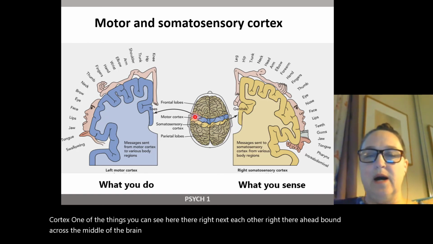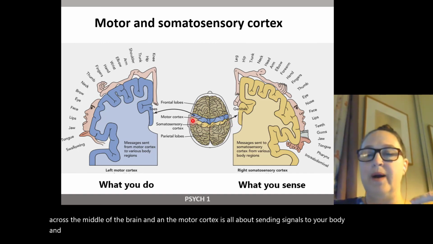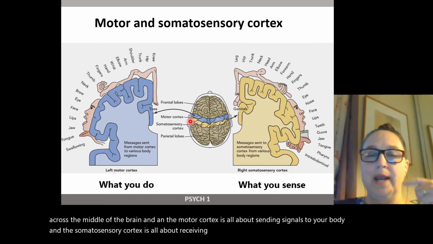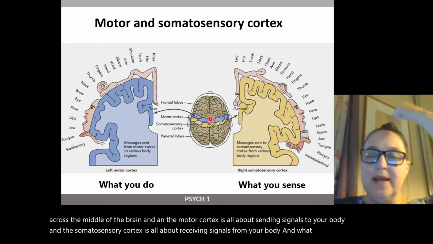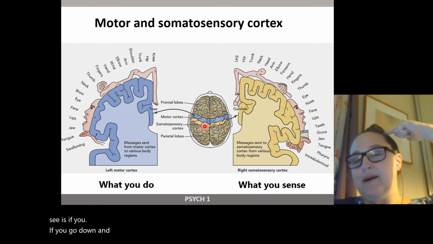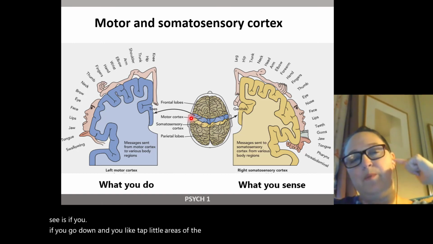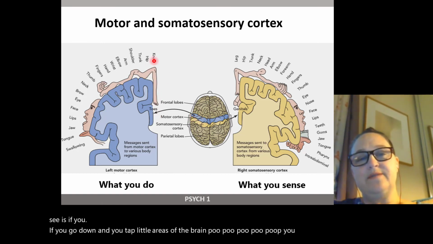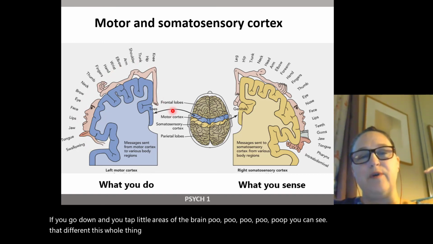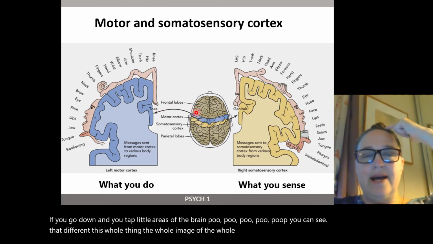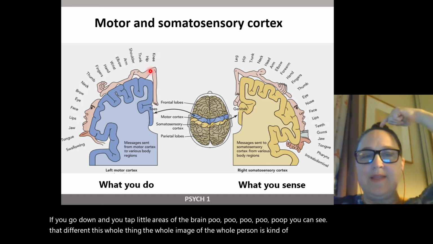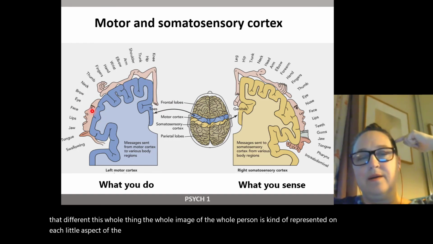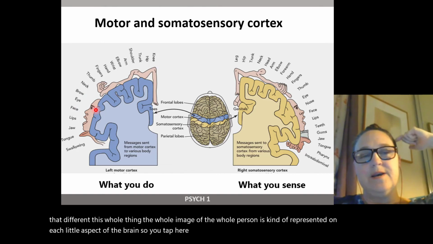And the motor cortex is all about sending signals to your body. And the somatosensory cortex is all about receiving signals from your body. And what you see is if you go down and tap little areas of the brain, you can see that the whole image of the whole person is kind of represented on each little aspect of the brain. So you tap here, you're going to get the knee. You tap here on the motor cortex or the sensory cortex, it's different aspects of the face.